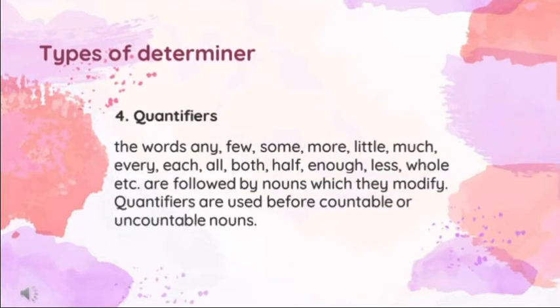Okay, the fourth is quantifiers. The words any, few, some, more, little, much, or etc. are followed by nouns which they modify. Quantifiers are used before countable or uncountable nouns. For example, little knowledge is a dangerous thing.